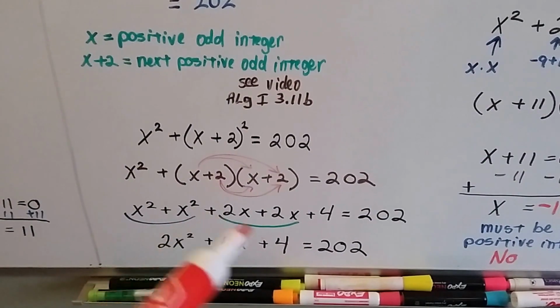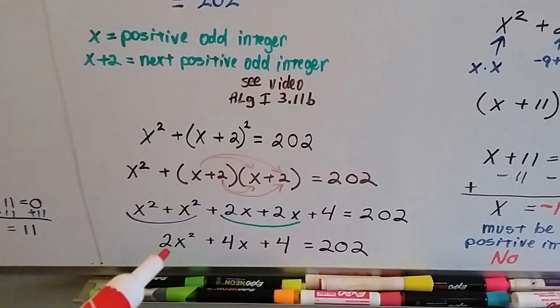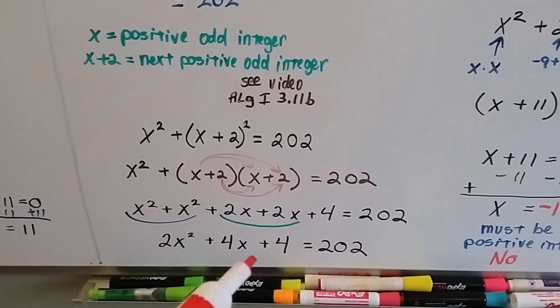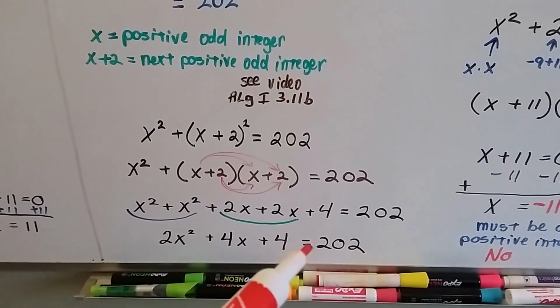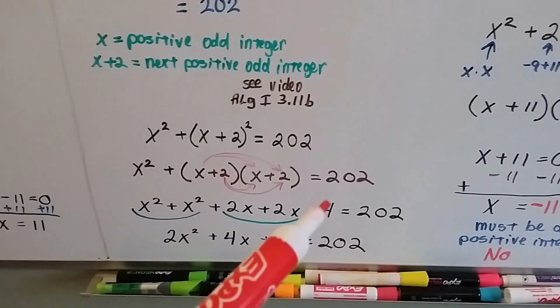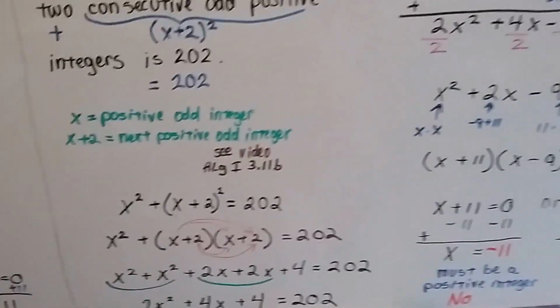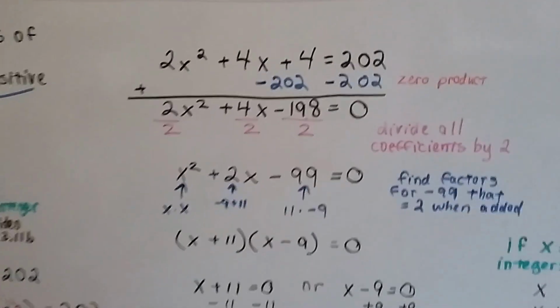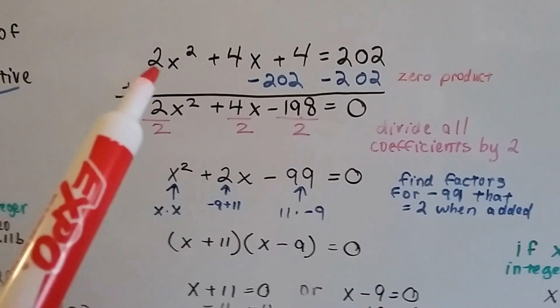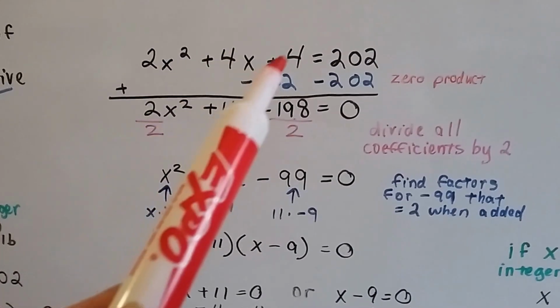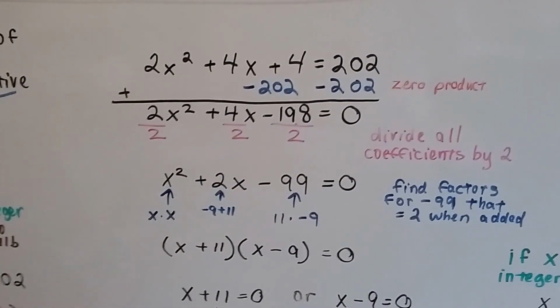We can combine these like terms. This is going to be a 2x squared, and this is going to be a 4x, and it's going to equal plus 4. We can't forget that 4, can we? Is going to equal the 202. So now here comes the tricky part. This is where everyone gets confused. So we've got this 2x squared plus 4x plus 4 equals 202, all right?